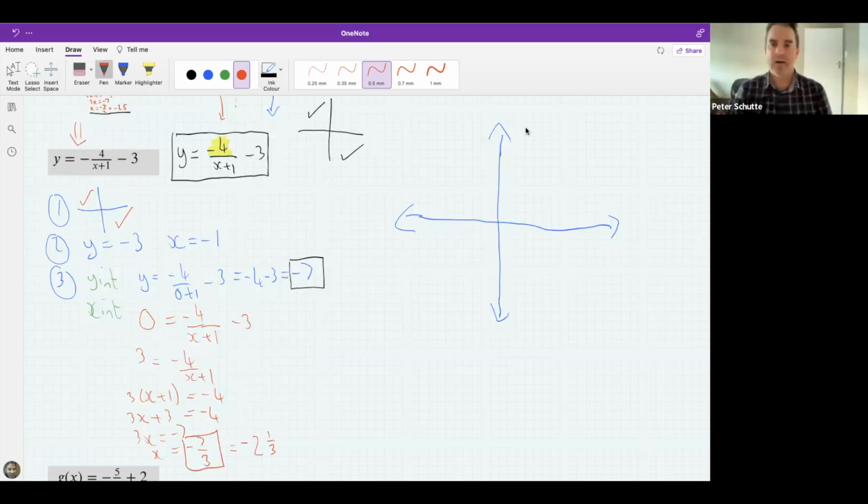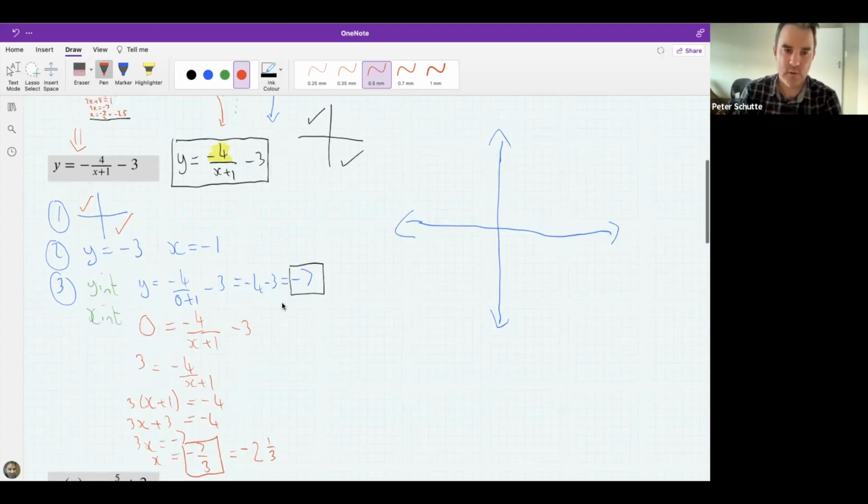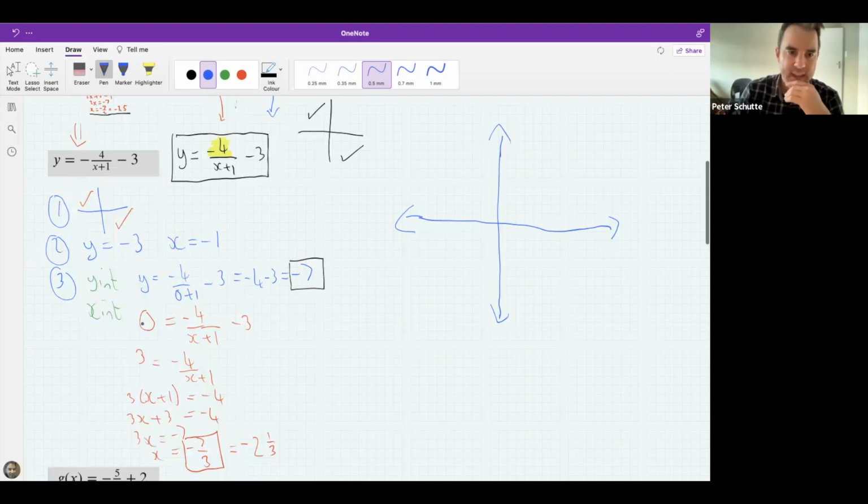Okay, so I get -2 1/3 as my x intercept. So just to refresh, I made y 0, then I moved the 3 across. Then I multiplied the x plus 1 across. Then what did I do? Oh, the -4 was still left behind. I multiplied out the 3 into this. And then I moved that 3 across, which became then in total -7. And then I divided both sides by 3.